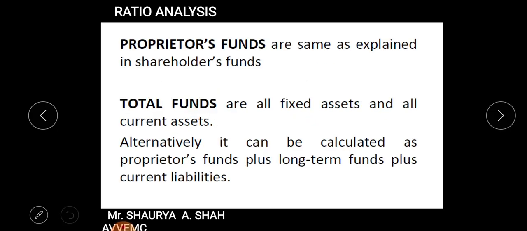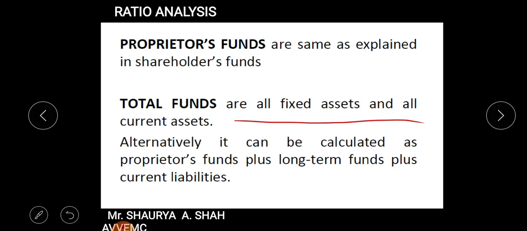What is included in proprietor's fund? That is the most important part you need to study. Proprietor's fund are same as explained in shareholders fund, right? Shareholders fund includes your equity, includes your preference, includes your reserves and surplus. Is it clear, students? And also the fictitious assets are deducted from it. Total funds are all the fixed assets and all current assets. Take into mind, students, very carefully here, there will be no fictitious assets included. Total assets are your real assets which you are having in your business.